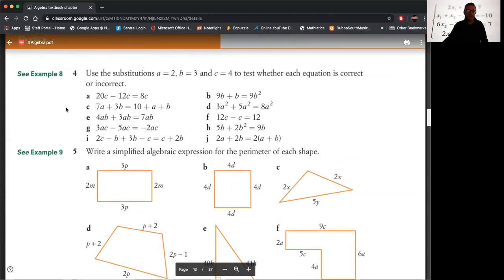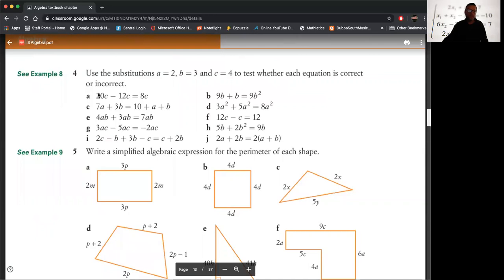Righto, this one here is determining whether this can actually be true. Can this equation actually exist if A is 2, B is 3, and C is 4? So we're combining this with our substitution. That means replacing a letter with an actual number. And then we've got to see whether the equation actually is balanced, whether this side works out to be the same as that.